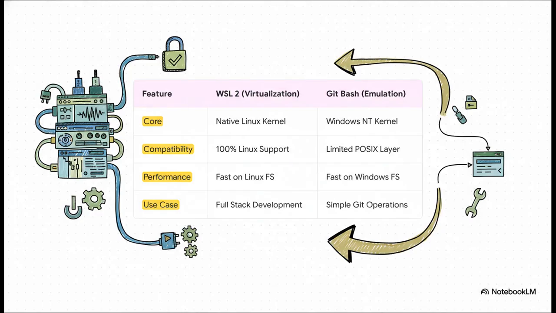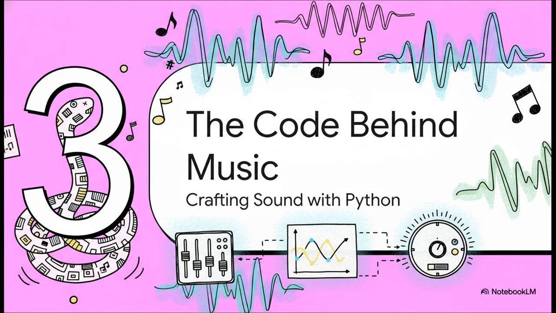Now, this slide lays out a really crucial choice. You see, something lighter like Git Bash is fine for simple stuff. But for the raw power and the 100% compatibility you need for complex audio work, full virtualization with WSL2 is the hands-down winner. That's the foundation we're building our entire digital studio on. Okay, our studio is built. Now it's time to stock it with tools.